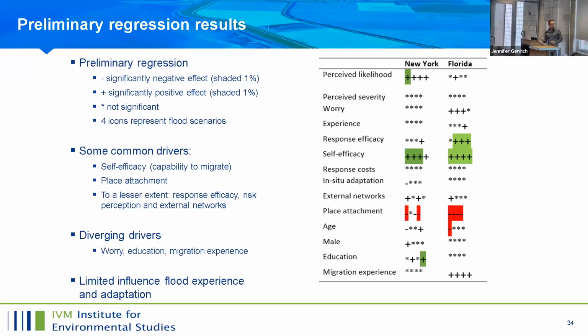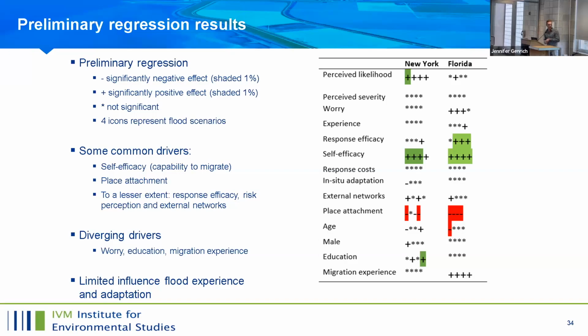So I'm now showing you a preliminary regression, which I just quickly made to show you some indications about what influences these migration intentions in New York and Florida. There are some things that are influential in both. Maybe I should explain this graph. We have four pluses or minuses that show the different scenarios. The first one is the current scenario, all the way up to this worst case flood scenario.